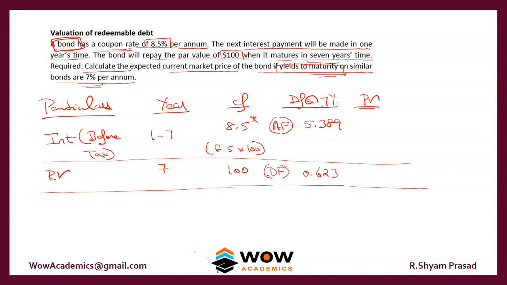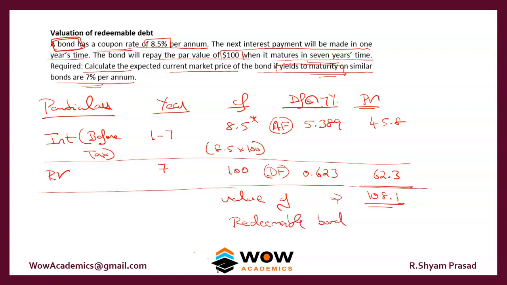So we'll multiply the numbers. This number comes to 45.8 and this number comes to 62.3. So add both, that comes to 108.1. So this is the value of the redeemable bond. The value is 108.1. So if you want, we'll explain it once more.